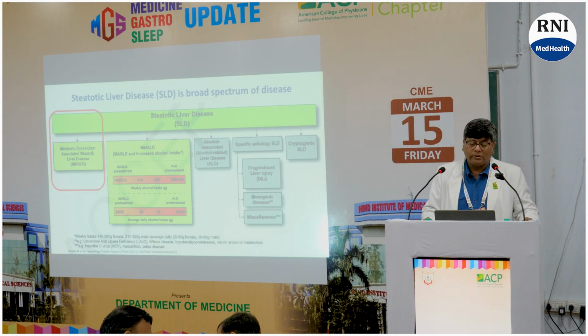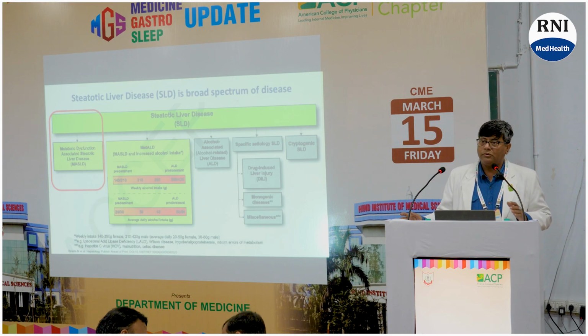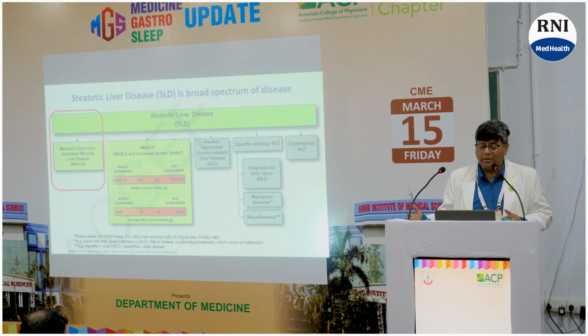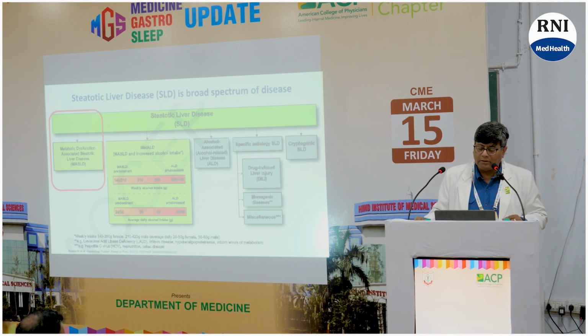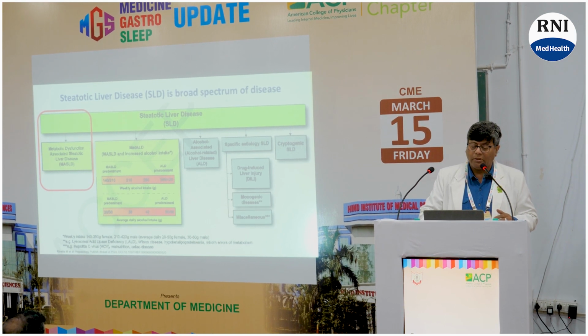nomenclature. So steatotic liver disease is a broad spectrum of disease. That spectrum encompasses metabolic dysfunction associated liver disease, ranging to liver disease which is not associated with a metabolic reason, alcoholic liver disease, and then finally there are some specific reasons for liver disease, like drug-induced liver disease, and monogenic disease, which may arise because of hyperbilirubinemia, inborn errors of metabolism, Wilson's disease, and finally the cryptogenic, meaning no cause we could establish for that kind of steatotic liver disease.